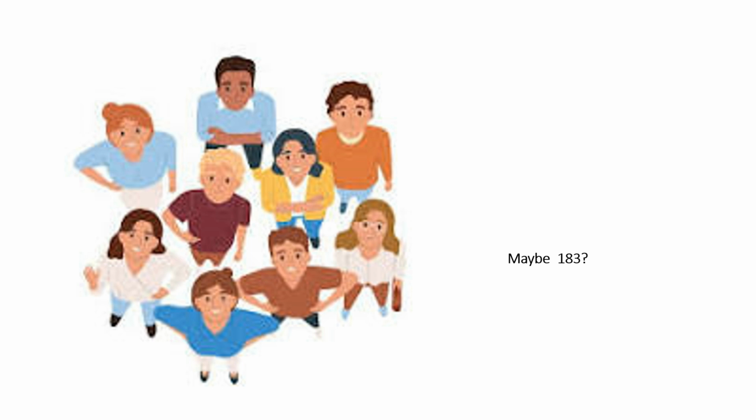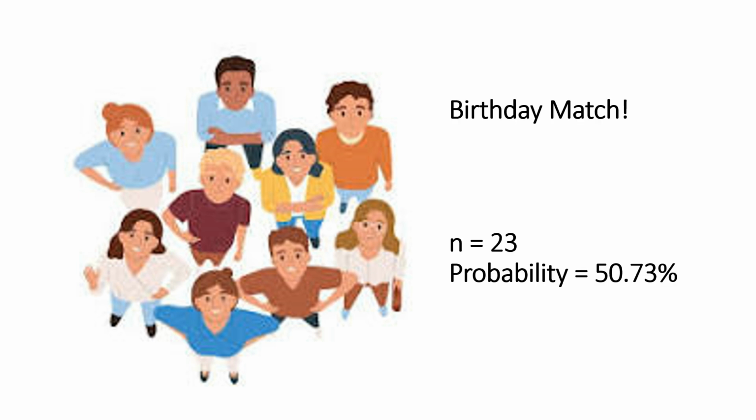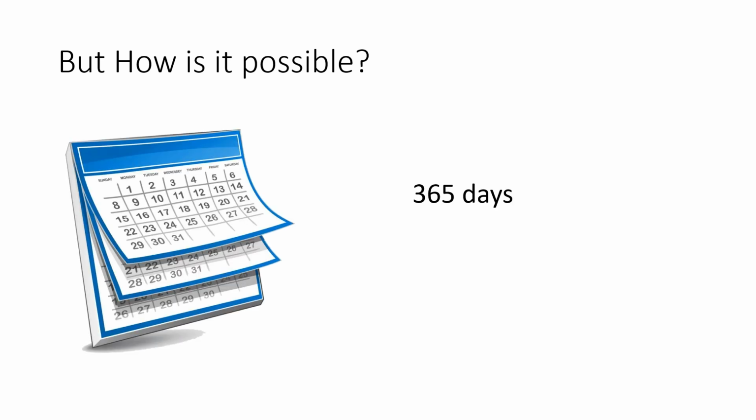Now, at first glance, you may probably think that n could be somewhere like 183 or near that number. But let me tell you, the answer is surprisingly low. In fact, with just 23 people, there is already a 50.73% chance of a birthday match. But how is this even possible? We have 365 days in a year, so why do we only need a small group for a good chance of a shared birthday? Let's dive into the maths behind it.